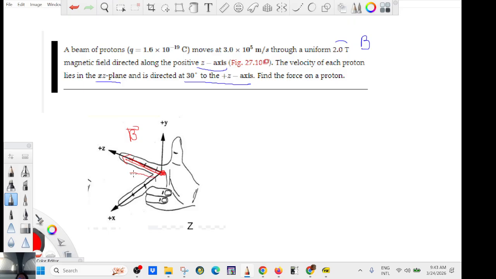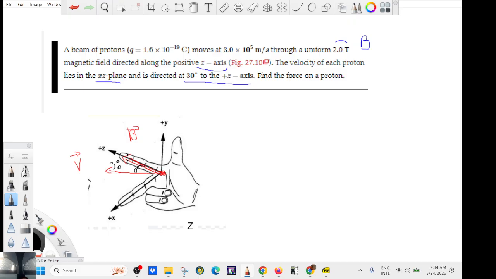So that means the velocity is this way. Check if I do it right. Not sure. So this is 30 degrees. Is that right? Velocity in the xz plane, 30 degrees with the z-axis. And B is along the z-axis.